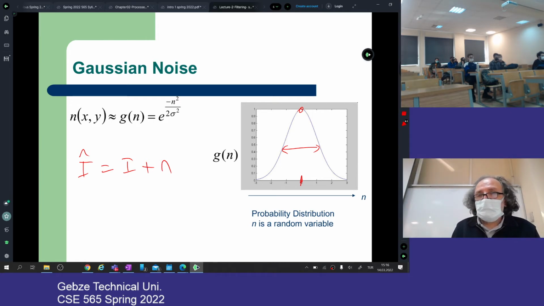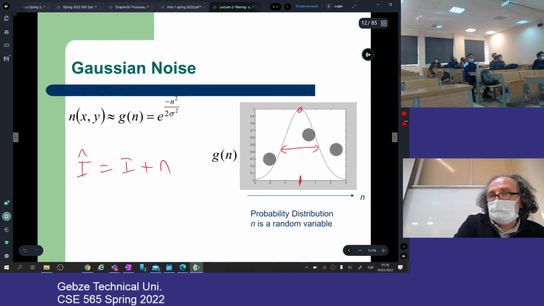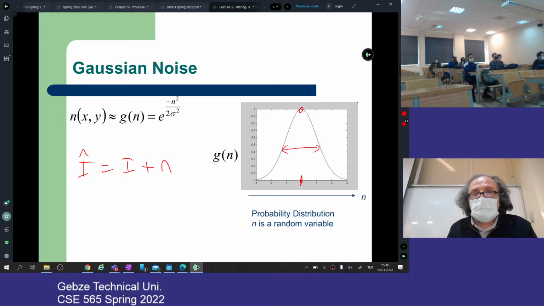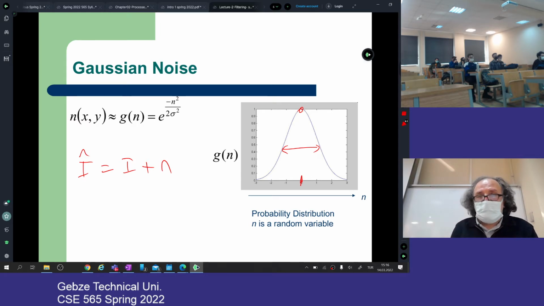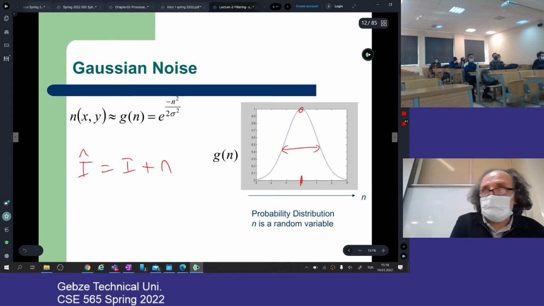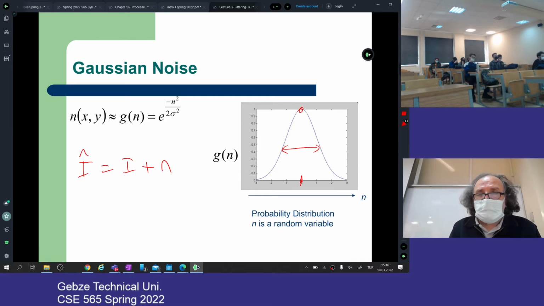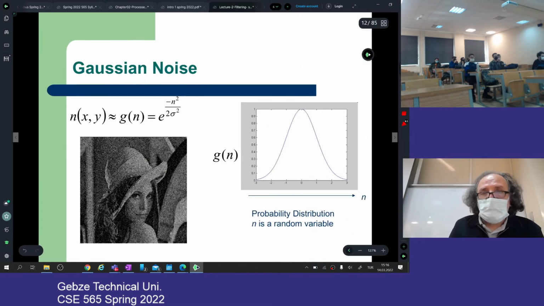So you get a number from this distribution, proportional to the Gaussian distribution. You add it to the original image that we don't know, and you get your observed image. That's our model assumption of the noise. Okay, model assumption of the noise.